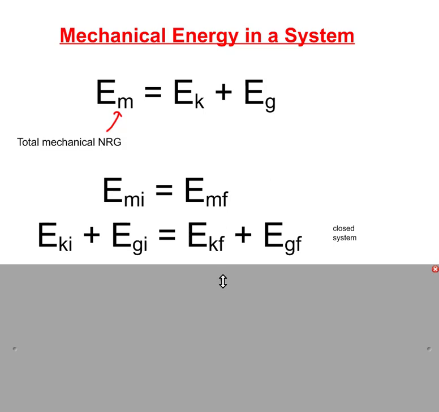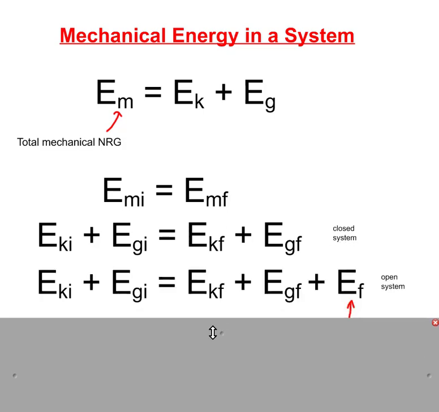So in a closed system where we're not losing energy to friction through things like air resistance or other forms of friction, we would say that the initial kinetic energy plus the initial gravitational potential energy equals the final kinetic energy plus the final gravitational potential energy. All the energy will remain in the system.